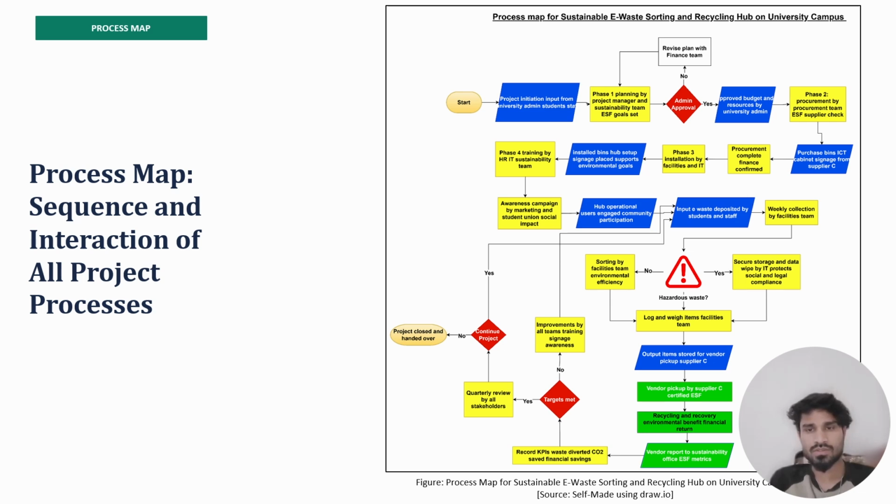My main process map is entered in sequence, and major decision points define where the hazards are. If yes, it routes to secure IT stage and the data mapping and the legal compliance. If not, sorting is processed directly. The quality review decision diamond determines where the ESF targets are met. If not, improvements are applied before the next recycling bins. And if yes, the KPIs are recorded and the project proceeds to the framework closure.